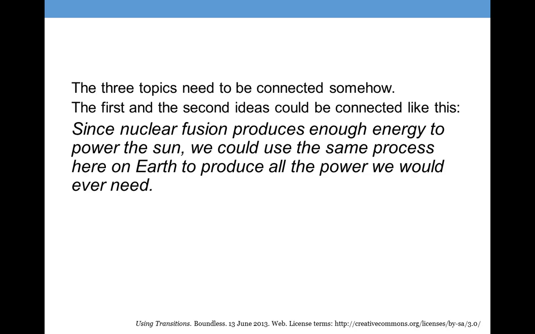Your first paragraph you've spent talking about how nuclear fusion produces enough energy to power the sun. In your second paragraph, you want to talk about how you can use the same process here on Earth. This kind of sentence would be an ideal topic sentence for your second paragraph. It references back to the idea in the first paragraph, but shows very clearly what the idea of the second paragraph is all about.